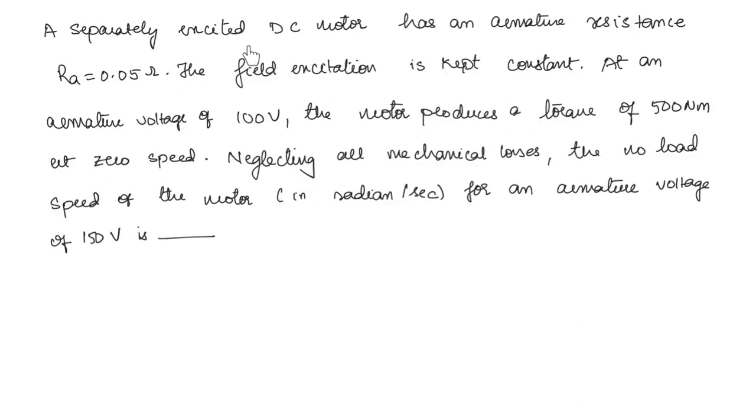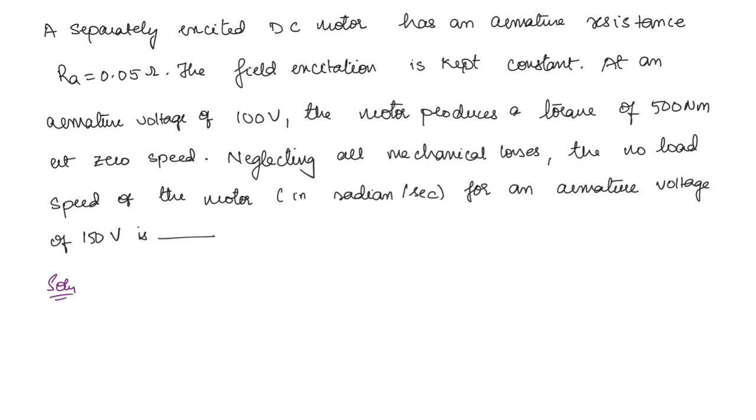A separately excited DC motor has an armature resistance Ra equal to 0.05 ohms. The field excitation is kept constant. At an armature voltage of 100 volt, the motor produces a torque of 500 Newton meter at zero speed. Neglecting all mechanical losses, the no load speed of the motor in radian per second for an armature voltage of 150 volt is dash. So we will see how to solve this.